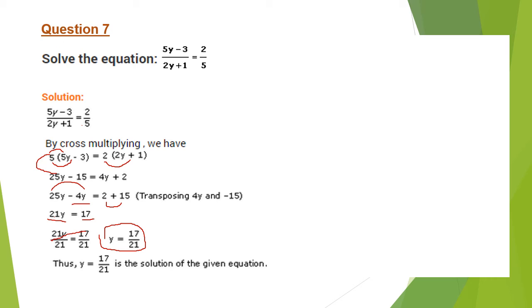See, children, this is not there. Don't write this one. After this step, directly come to the step y equals 17/21. So thus y equals 17/21 is the solution for the given equation. Here we just want to cross multiply the equation and then simplify it, children. Now let us move on to the next question.